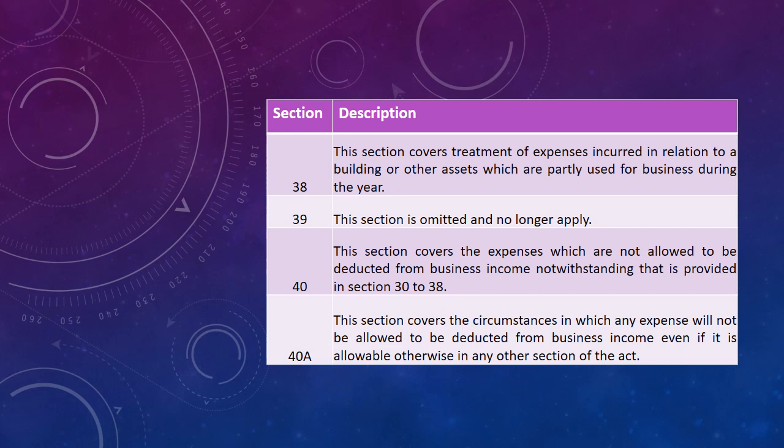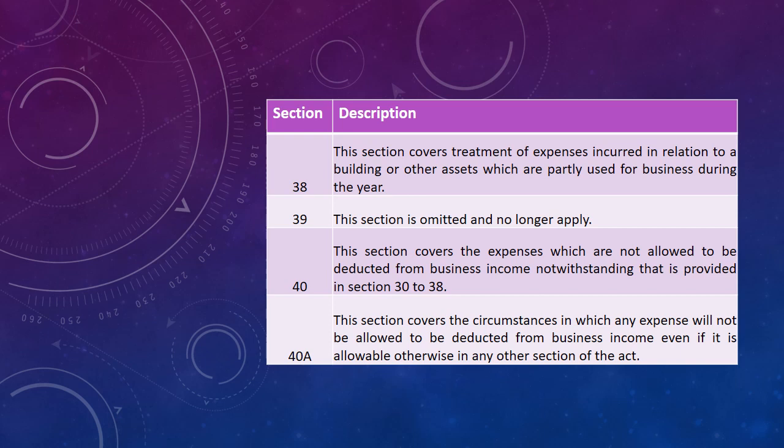Section 38. This section covers the treatment of expenses incurred in relation to a building or other assets which are partly used for business during the year. Section 39. This section is omitted and no longer applies. Section 40. This section covers the expenses which are not allowed to be deducted from business income, notwithstanding anything provided in sections 30 to 38.